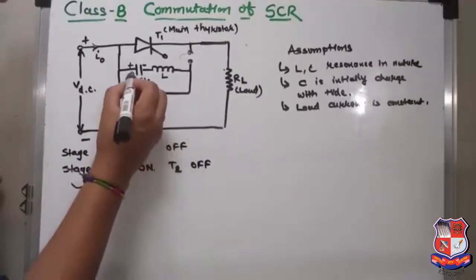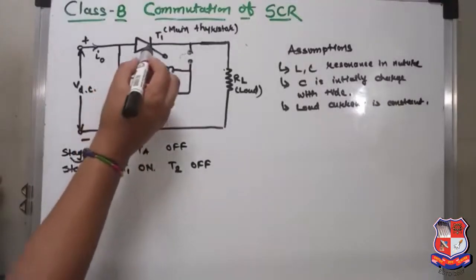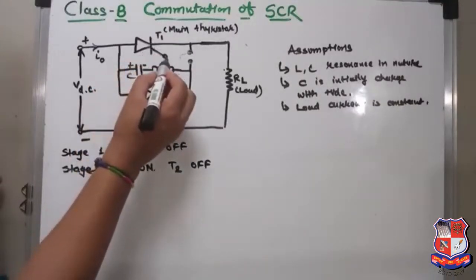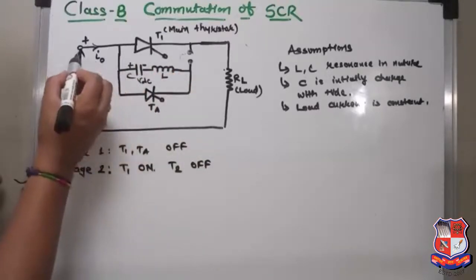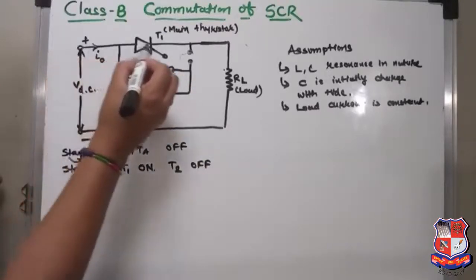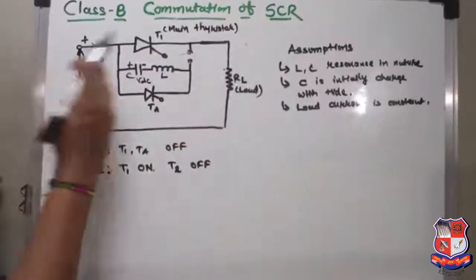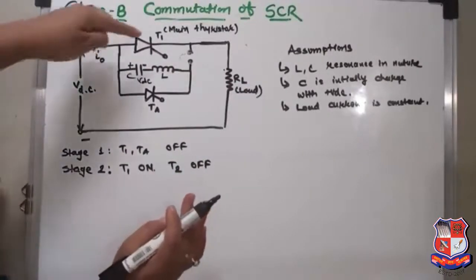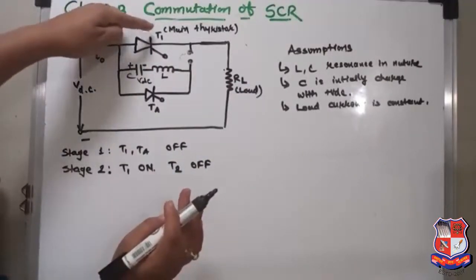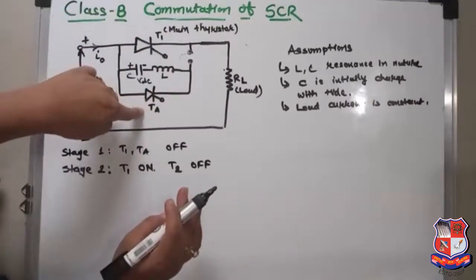So there is no path for the capacitor to discharge, and as T1 is turned on by applying the gate pulse, the current is now flowing from plus through T1, through the load, to the negative, as the load current flows from the source to the load. Now if you want to turn off the thyristor T1, at that time TA is turned on by applying a gate pulse.